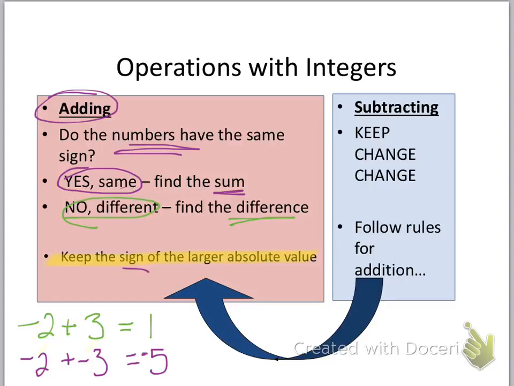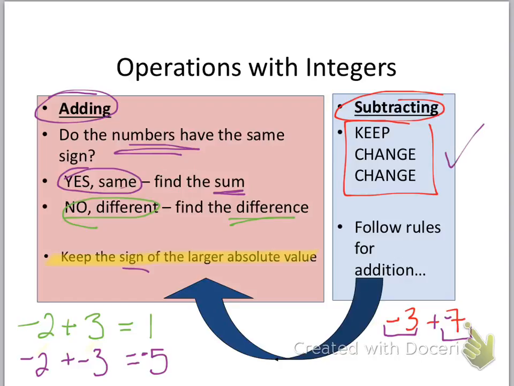Let's talk about subtraction really quick. Subtraction is the same as addition as long as you change it to an addition problem. So we do this process of keep, change, change. So how does keep, change, change work? What you're going to do is if you have a subtraction problem, say for example -3 minus 7, we're going to keep the sign of the first number. We're going to change from subtraction to addition, and we are going to change the sign of the second number. So because it was positive, I make it negative. If it was negative, I would make it positive.